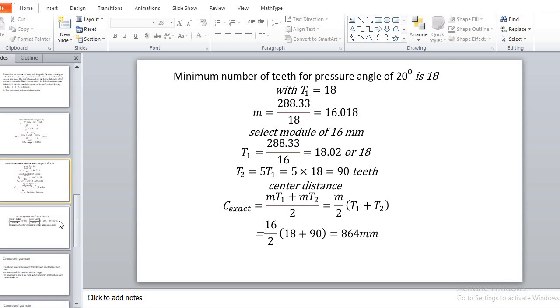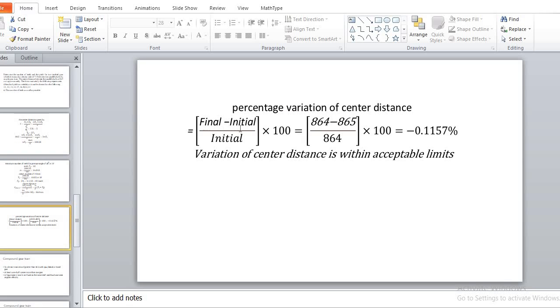The variation in the center distance we can calculate like this: final minus initial, divided by initial, into 100. So final is 864, initial is 865, divided by initial 865, into 100. So it becomes minus 0.1157%. So the variation of center distance is within the acceptable limit.